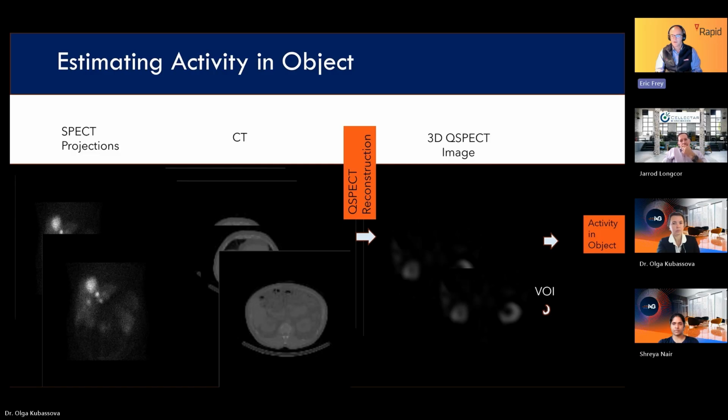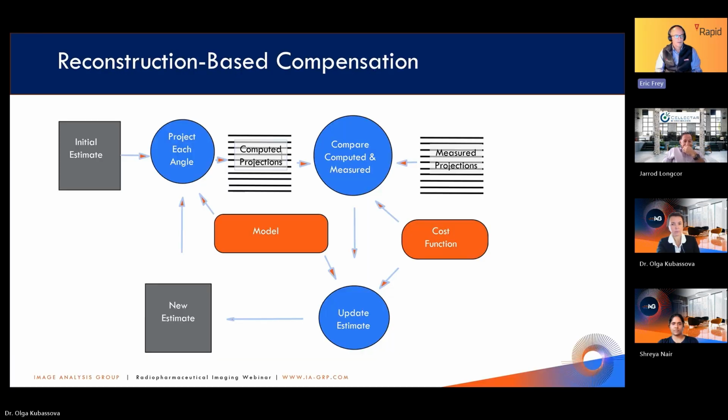We want to then quantify the activity inside an organ of interest like the kidney. Then we need a volume of interest, and those are designed usually at Rapid. We use some AI algorithms to get a start, and then manually tune them with the readers. By summing all the activity inside that quantitative SPECT image, it gives you the activity inside the object, which then is one point in the time activity curves that I showed you earlier.